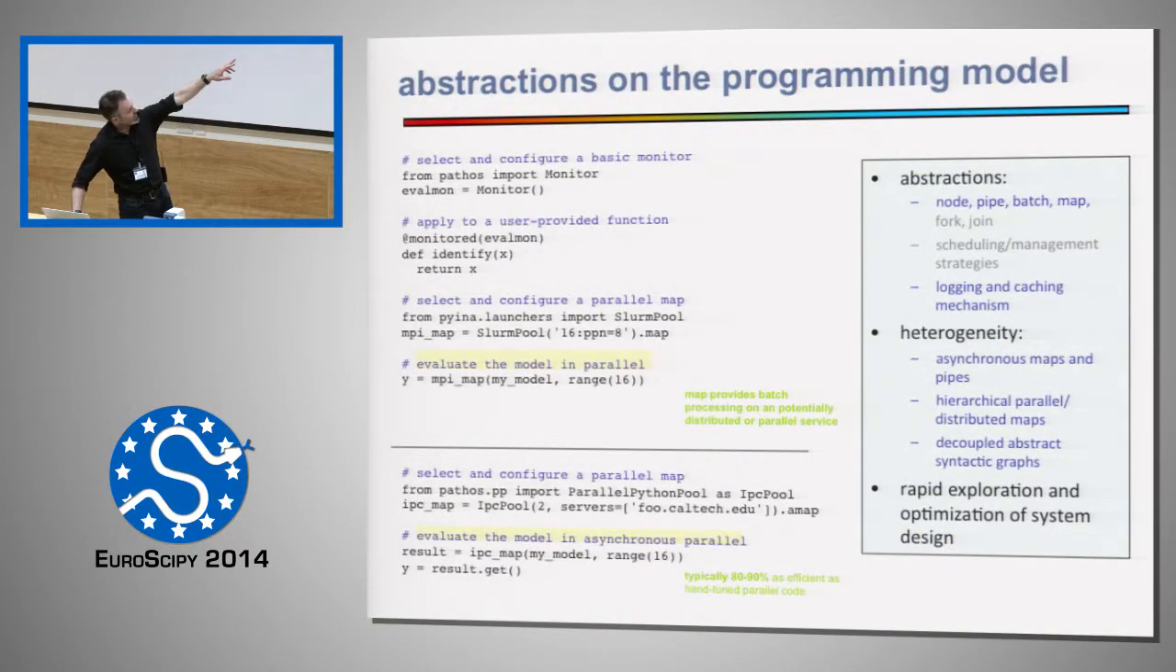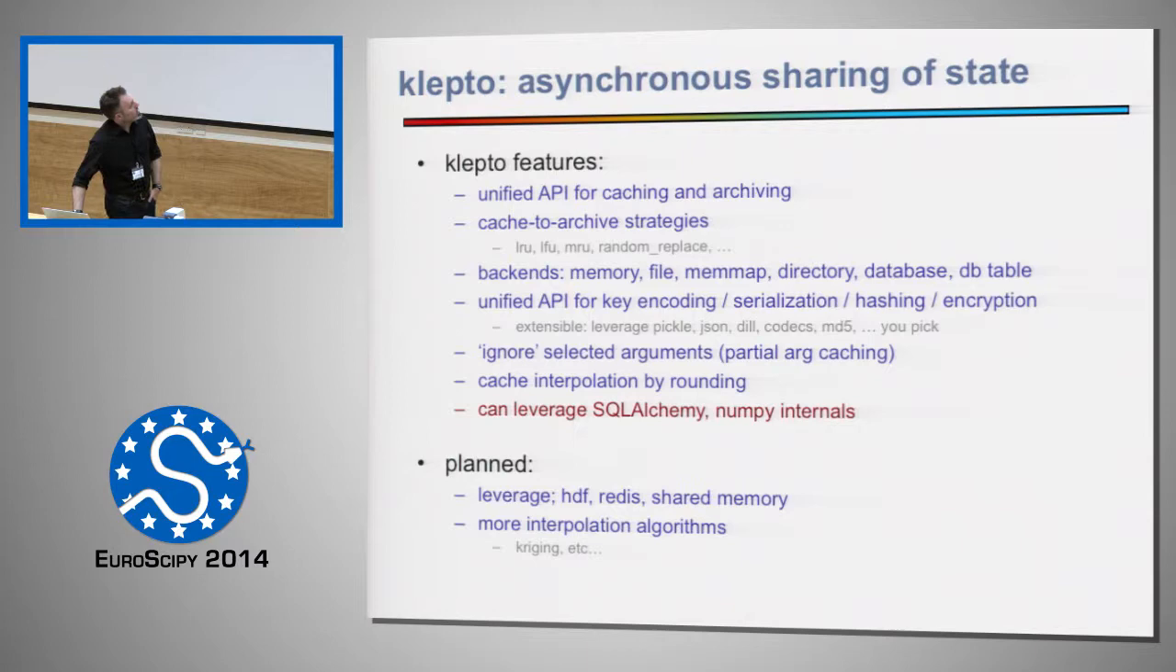But it's used actually by me and some others to do very simple things like this. This is mapping on Slurm, where I say MPI map of my model over some range, and then that one is across a socket layer. And so we have things like you can nest those together because dill allows me to do that, and I can make hierarchical parallel maps and basically explore system design very quickly with programming models.